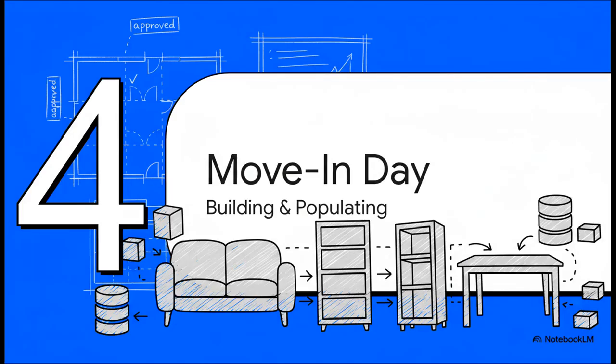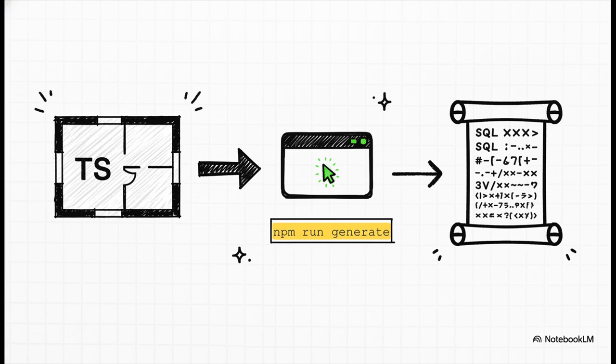So our blueprints are done. They look great. It is officially move-in day. Time for that final construction push, and then we get to start moving in the furniture, which for us is our actual data. First things first, we need to turn our TypeScript blueprint into an actual construction plan that the database can read, which is SQL. And for that, it's one simple command, npm run generate. This tells Drizzle to look at our schema and just generate all the SQL code we need.